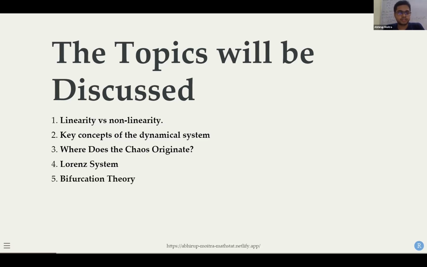Fifth is bifurcation theory, and we'll discuss the Feigenbaum diagram, which comes under bifurcation theory. Then we'll come to a brief introduction to the attractor: the definition of an attractor, what it is and why we use it. This is quite mathematics-related, and I don't want to dive into the hardcore mathematics. I just want to deliver a very basic understanding of the concept of an attractor.